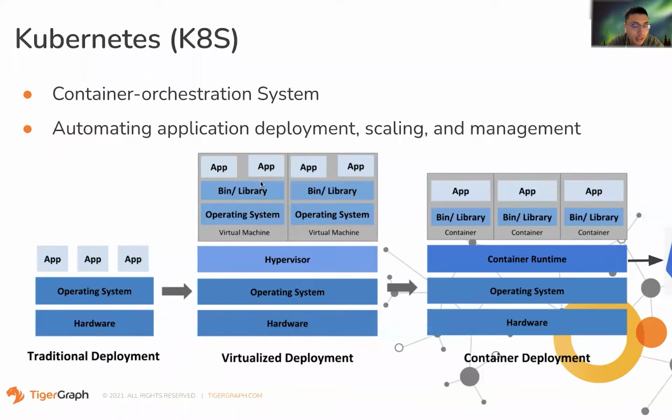So what is Kubernetes? Kubernetes is a container orchestration system which provides ways for people to automate application deployments, scaling, and management.